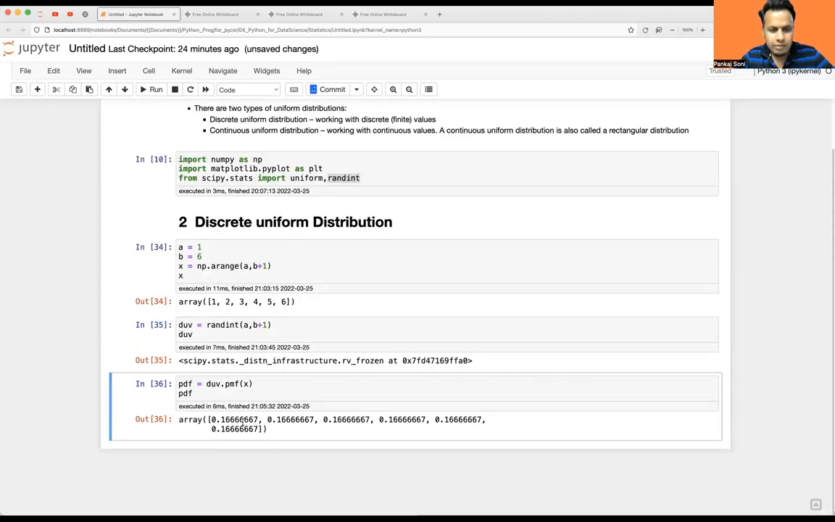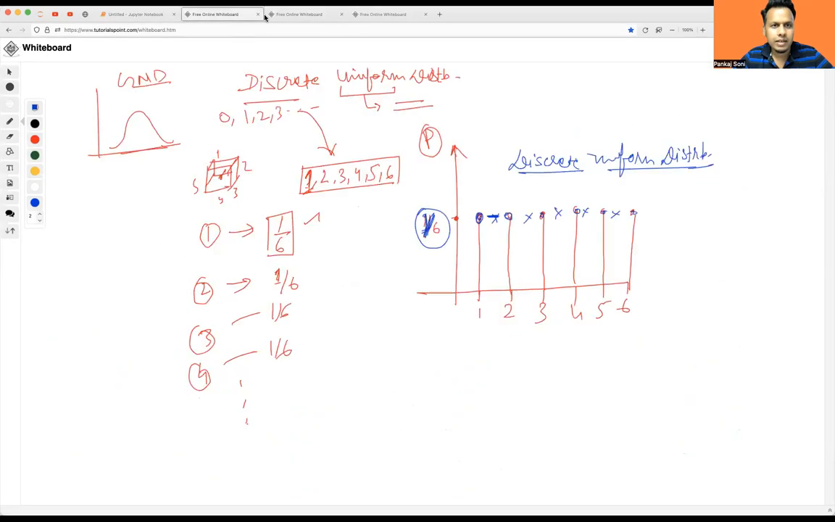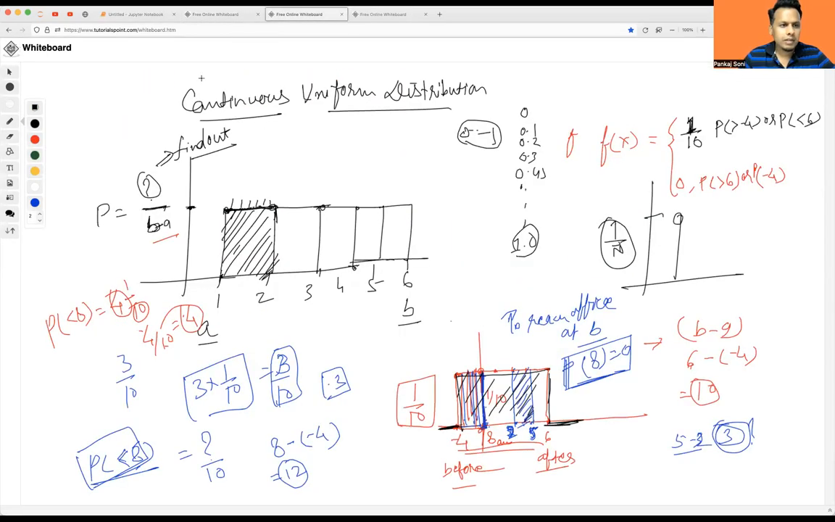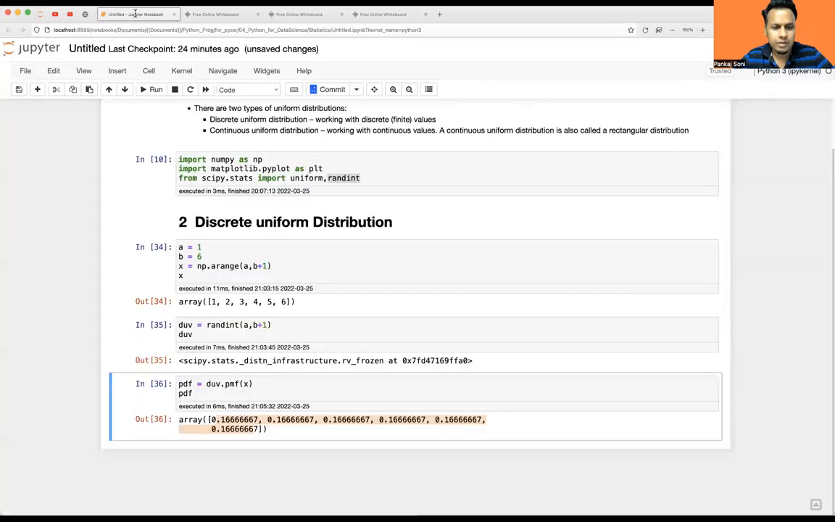So how are we getting 1/6? You see, all the probabilities are the same for getting 1/6. This is what we saw, right? Probability of getting this number was 1/6. This was 1/6, this was 1/6, and so on. Correct? That's exactly what we saw here. Okay. How to plot them?